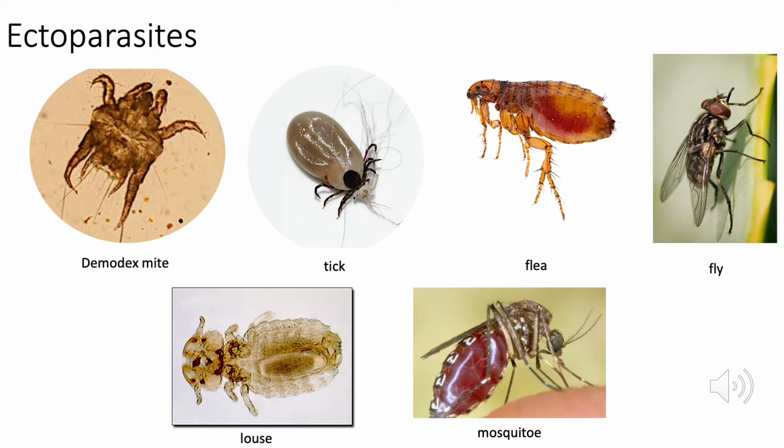Ectoparasites such as ticks and lice can cause anemia as well as weight loss, which can even be fatal if parasite burdens are particularly high.